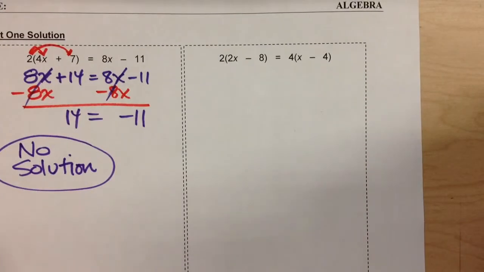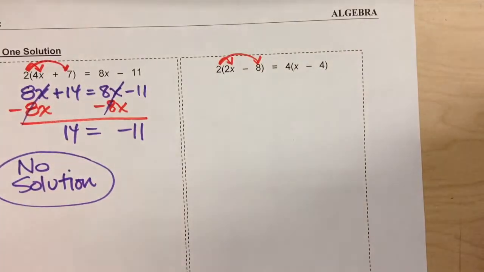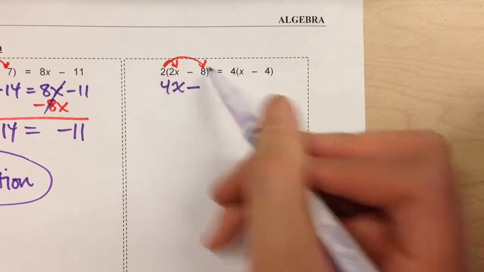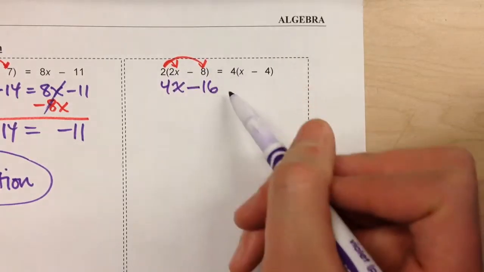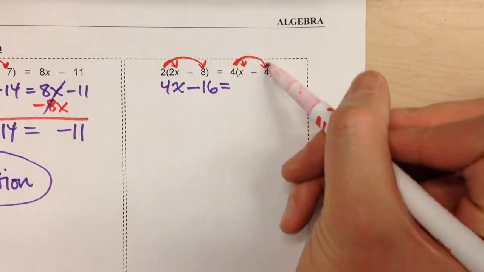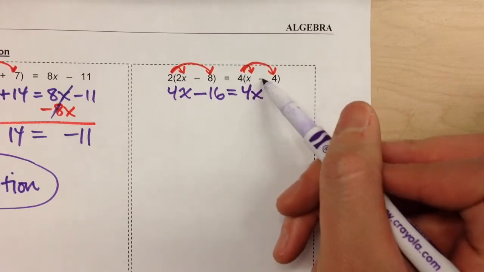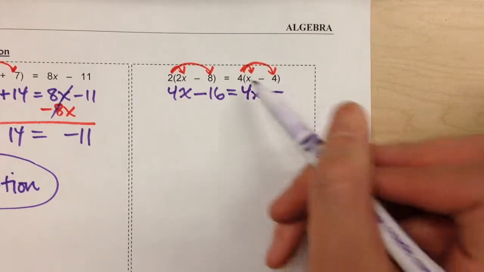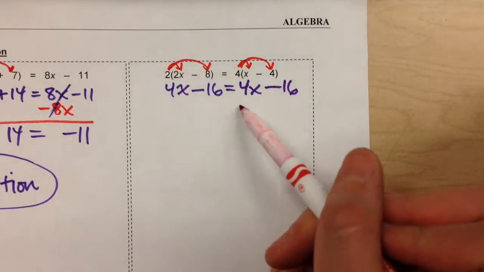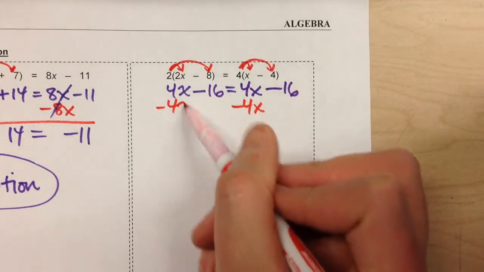Now in the second example, again, we have the distributive property. 2 times 2x is 4x, minus 2 times 8 is 16. Drop down my equal sign. 4 times x and 4 times 4. 4 times x is 4x, minus 4 times 4, 16. I've got x's on both sides, so I'm going to subtract 4x. What I do to one side, I have to do to the other.